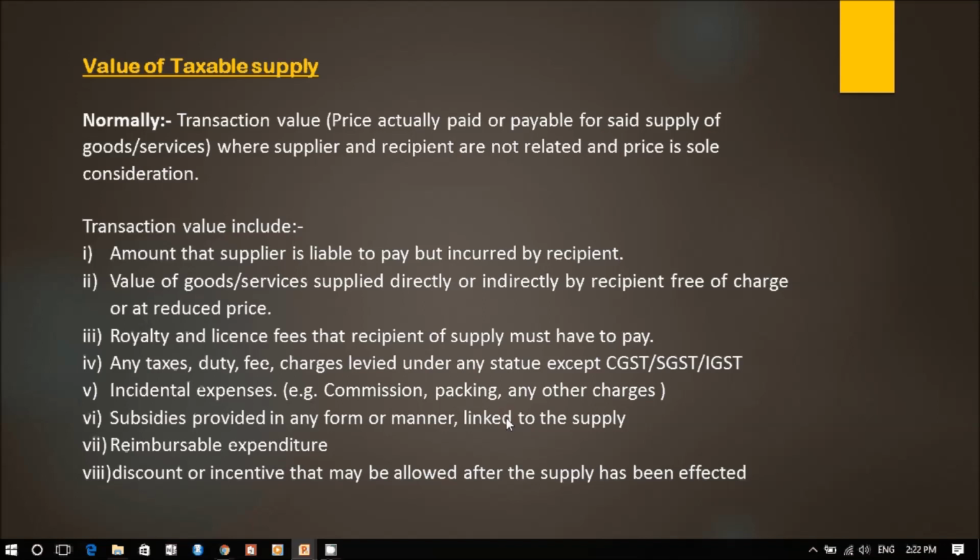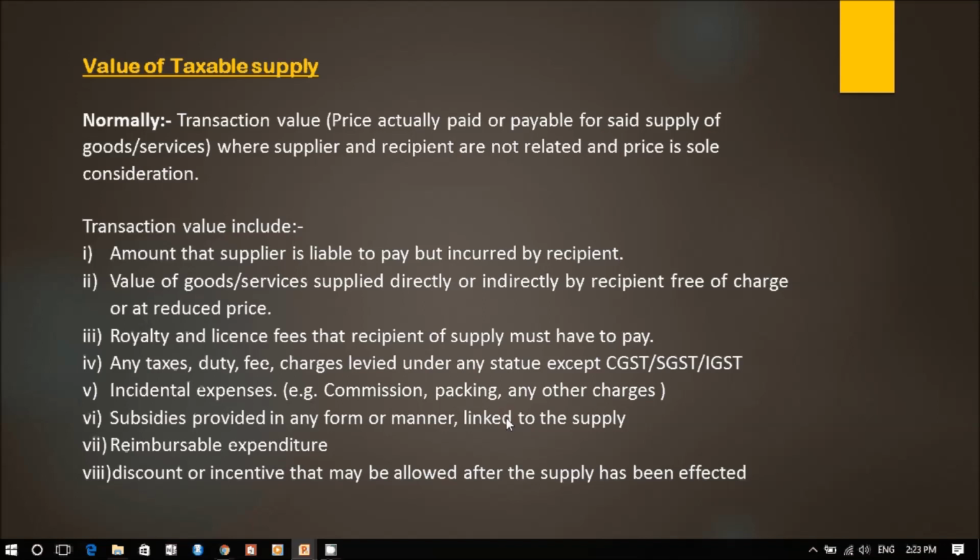Reimbursable expenditure. If any expenditure is reimbursable, which he will recover from the recipient of the goods or the service, then this would be included in the value of taxable supply.